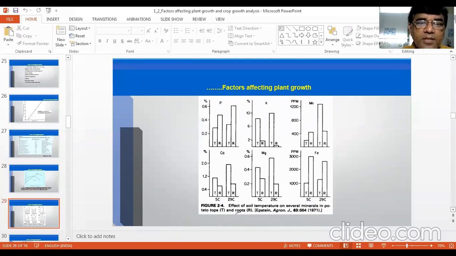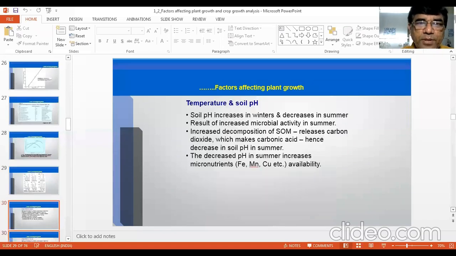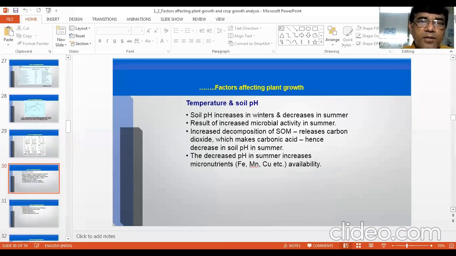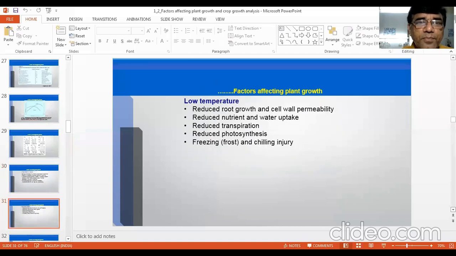And we have also seen that differential uptake and concentration of nutrients in plant tops and roots is affected by temperature. In some cases, accumulation of nutrient is more in roots at lower temperature, and in some cases, it is more at higher temperature. So you can see these kinds of differential response to temperature. And temperature has some role to play in soil pH. There can be two extremes, low temperature and high temperature. In both, the growth of the plant is affected.